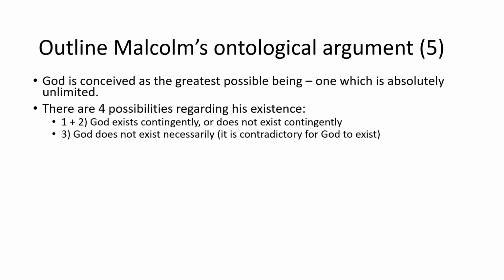The third possibility is that God does not exist necessarily, which would mean it is logically contradictory. It is impossible for God to exist. What Malcolm has in mind here with logically impossible existence are things like four-sided triangles or married bachelors. These things cannot exist because they are logically contradictory. The last possibility is that God exists necessarily.